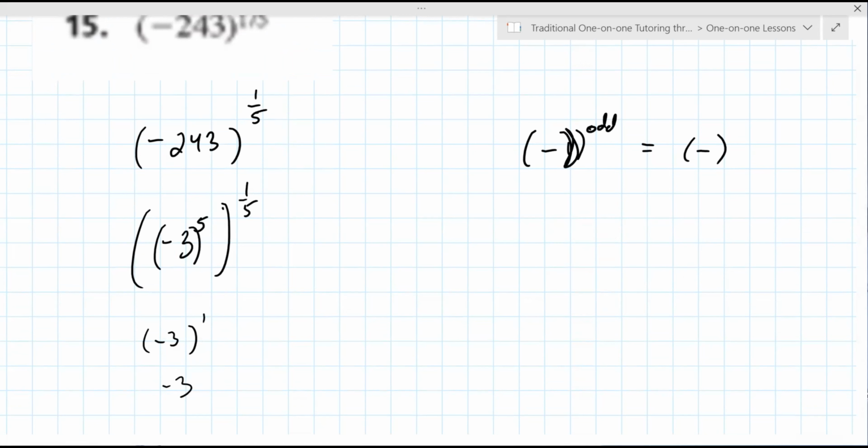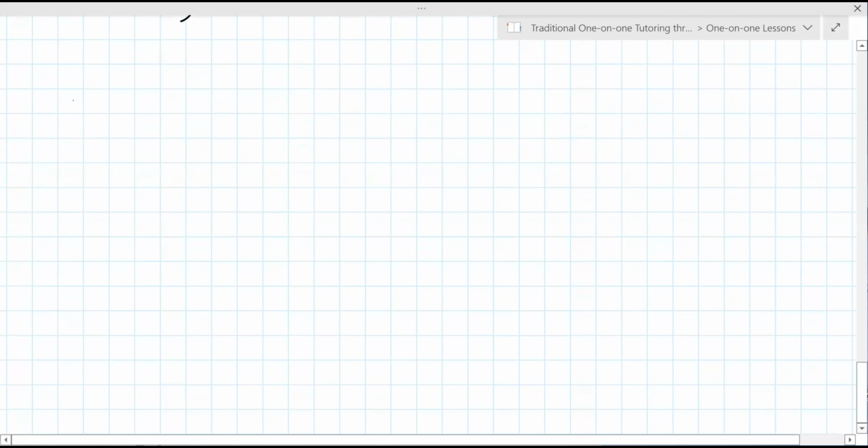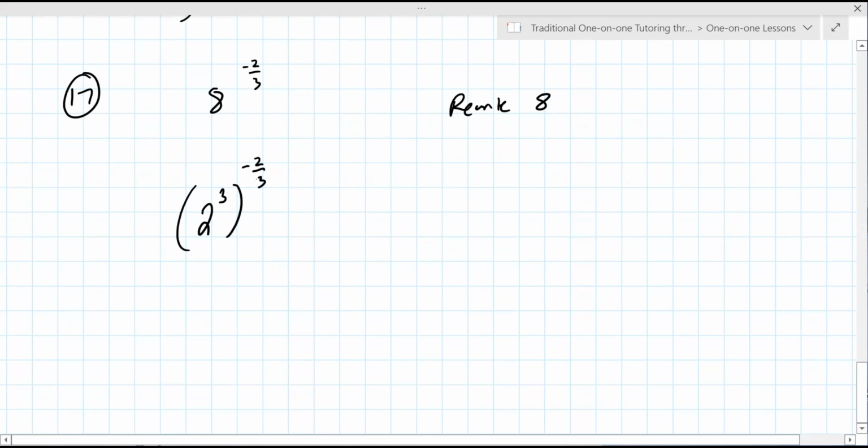All right, so 17, kind of another little wrinkle. Just when you think you got it, there's something slightly different. So 17 is 8 to the power of negative 2/3. Can you tell me how to rewrite 8? 2 to the 3rd power. Yeah, and then you just multiply the exponents. Okay, so 3 times negative 2/3 is negative 2.